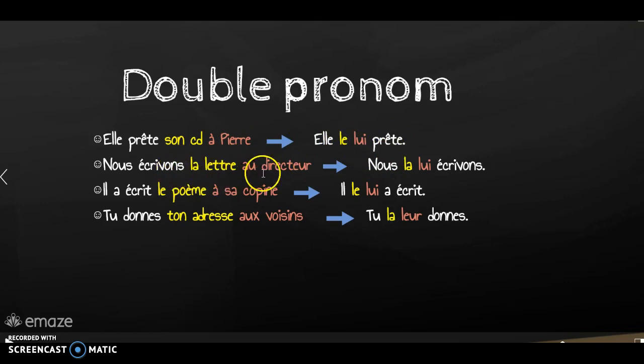Nous écrivons la lettre au prof, pardon, au directeur, la lettre was replaced by la, directeur was replaced by lui, nous la lui écrivons. Il écrit le poème à sa copine, poème is replaced by le, copine is replaced by lui, il le lui a écrit. And then tu donnes ton adresse au voisin, ton adresse is replaced by la, and voisin is replaced by leur. And you can see the same order is in both sentences. D'accord? The order in which the pronouns are placed is the same order in which the nouns were in the original sentence.